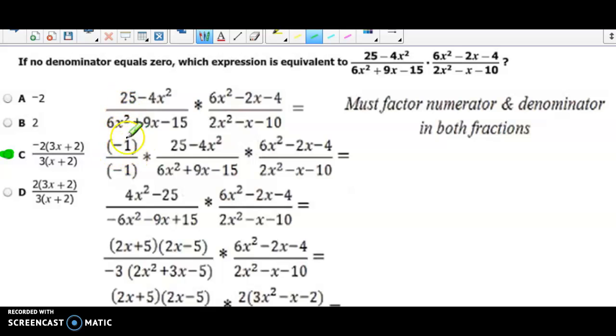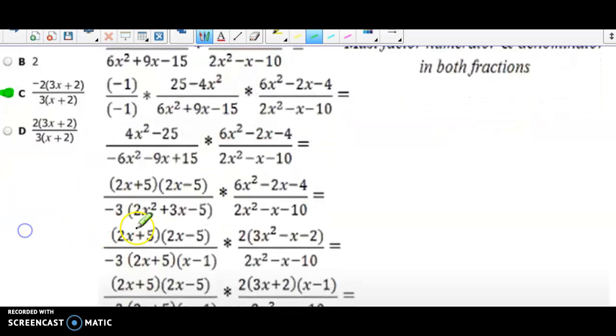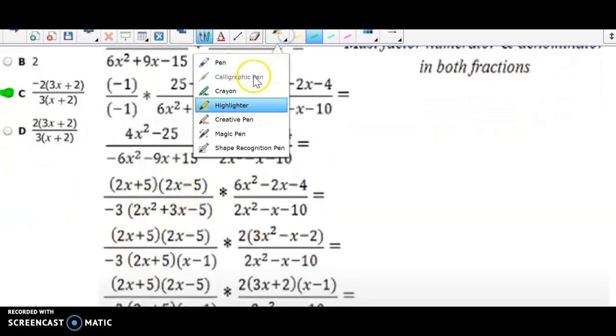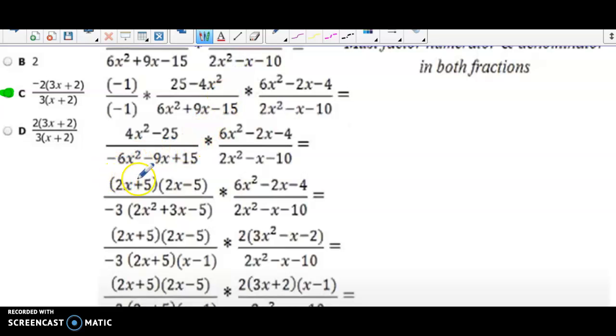So I'm going to multiply by a -1 on top and the bottom. That allows me to switch this around and make this a 4x squared minus 25. So I just changed my signs, and here I just changed the sign of everything in the denominator. Now I'm going to try to factor it. So 4x squared minus 25, that's the difference of two perfect squares: 2x plus 5, 2x minus 5.